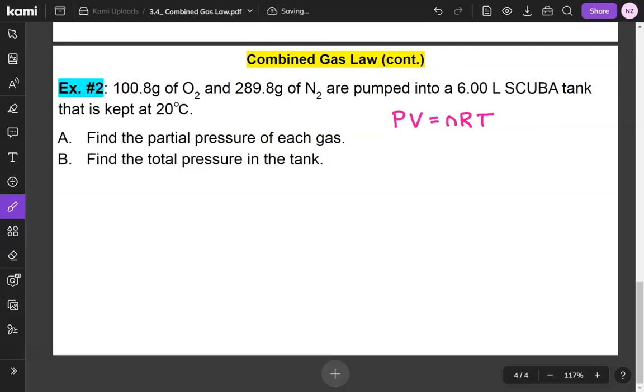So let's start with nitrogen. To find the pressure of nitrogen, we're going to need the number of moles of nitrogen. So let's first convert our grams of nitrogen into moles. 289.8 grams of nitrogen, times the molar mass of nitrogen, 1 mole per 28.02 grams of nitrogen. That's how many grams are in 1 mole of nitrogen. And we end up with 10.34 moles of nitrogen.